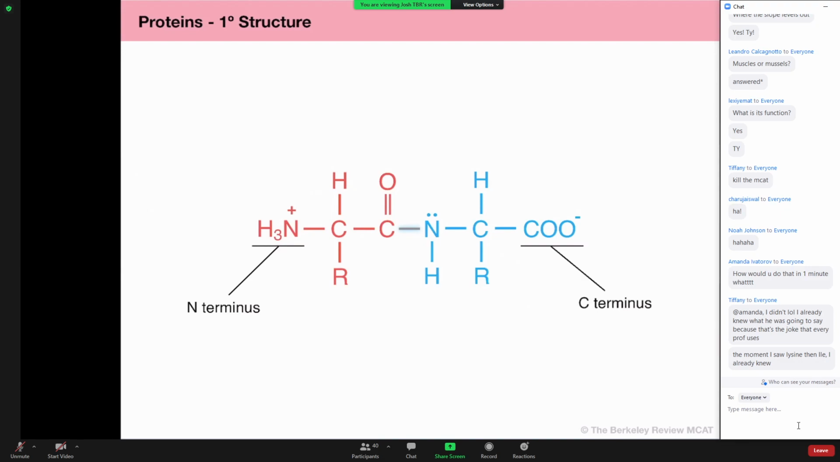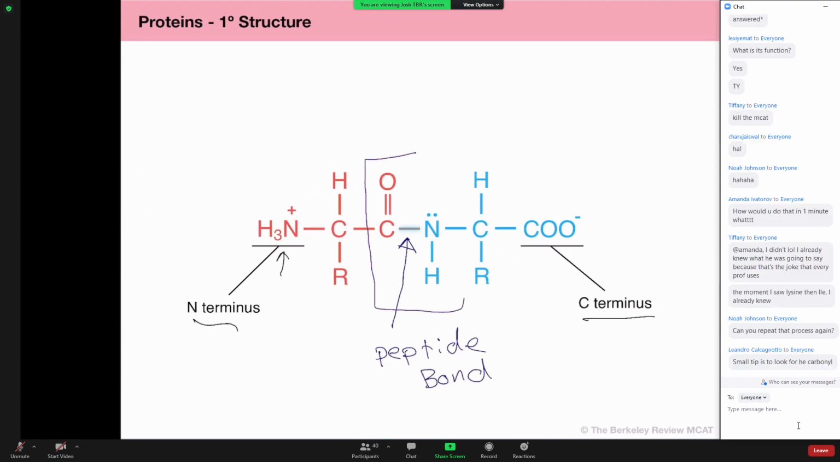And so again, if you ever hear the N terminus or C terminus, N terminus is the amino side, and then the C terminus is the carboxyl side, okay? And so again, these are free points on the MCAT. If they ever ask a question, they say, point to the peptide bond. You're going to point to right here, and you're going to get free points. Okay. And what if they were to say, point to the amide? You're going to circle this, right?